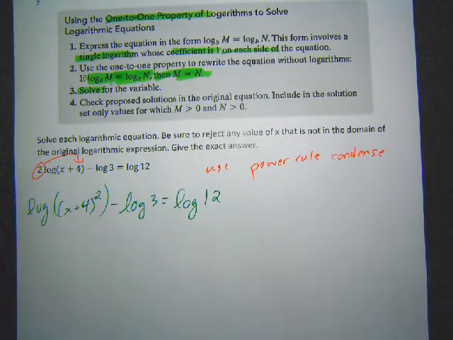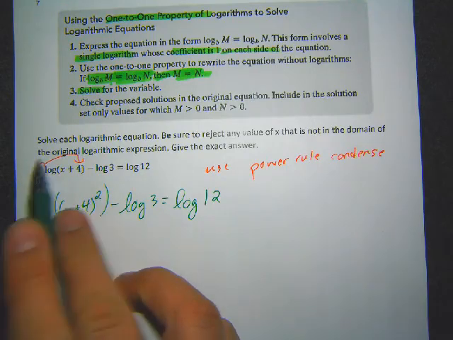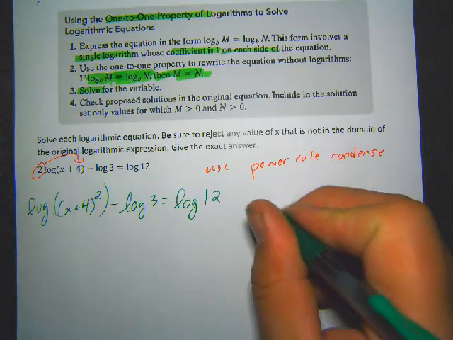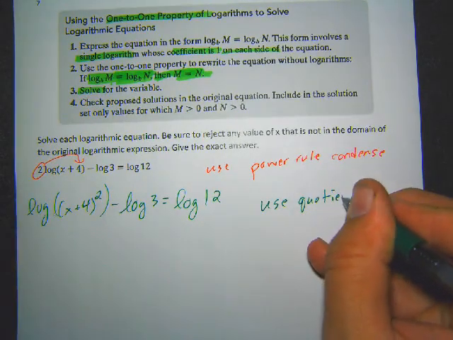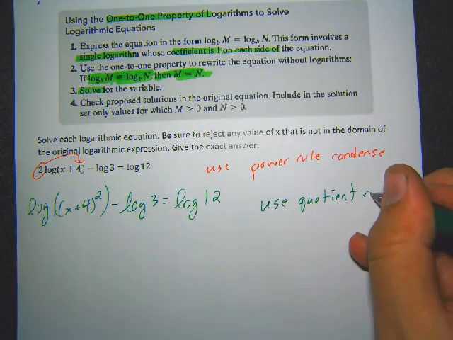So that's the first step. Now that's just dealing with the fact that here we have a power, because remember when you have multiplication you can turn it back into a power. So that was the power rule first. Now this minus, I'm going to use the quotient rule. Remember the quotient rule takes the subtraction between two logs and turns it back into division. So that'd be my next rule.